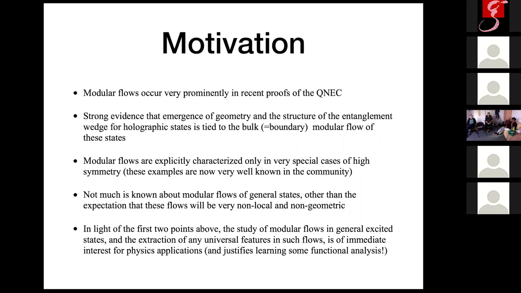And there are certain other very specific examples in 2D, thermal states in 2D and whatnot. The main point is you only know these flows for very specific states and for very specific regions. Given the reasons specified in the first two points, it's quite interesting to ask whether you can constrain or characterize modular flows for excited states and then check for universal features in those flows. That is the broad motivation of our work, and this paper is the first step towards such a study.